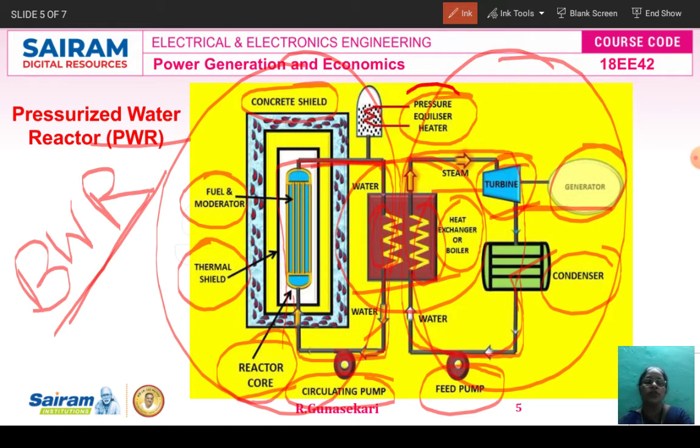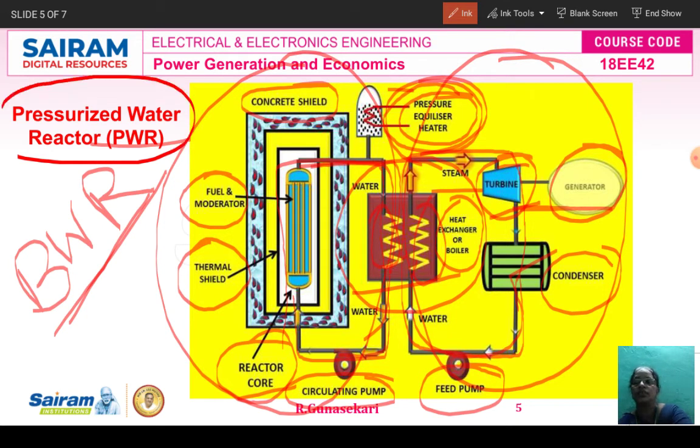Okay, that's why we have to use the pressure equalizer heater. The water comes, then goes to that pressurized equalizer, pressurized, then comes to the heat exchanger. That's why it is called the pressurized water reactor.